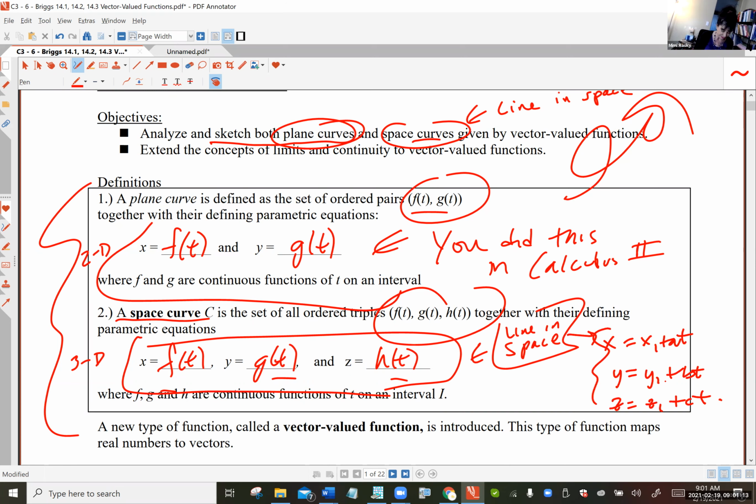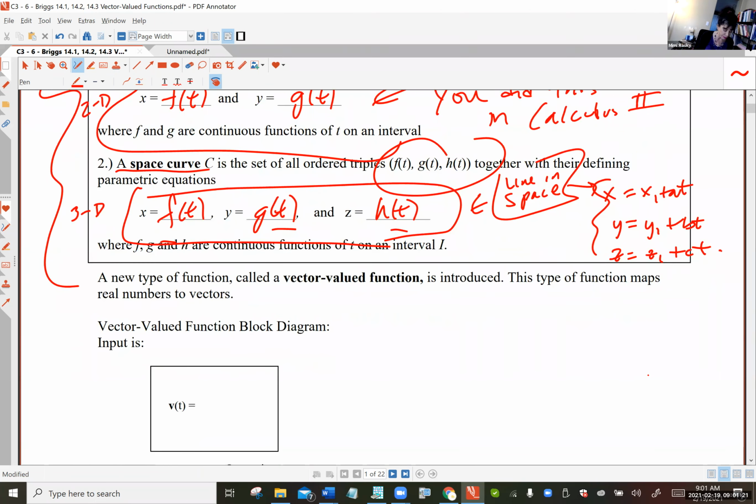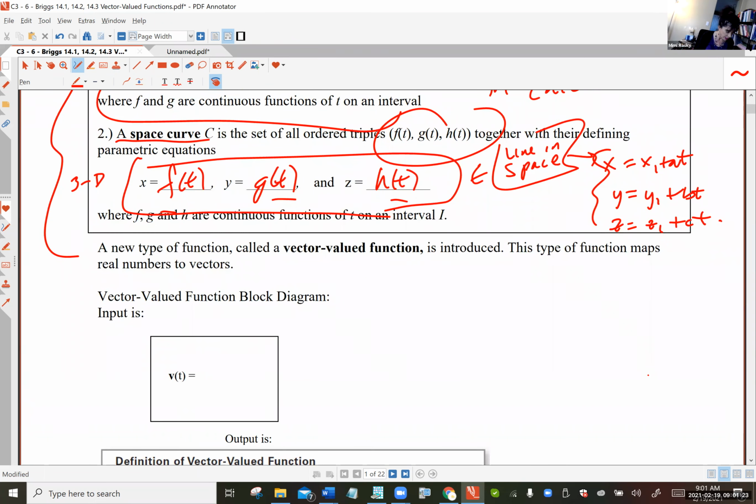Okay. So we're going to introduce a new type of function right now, a vector valued function. This type of function maps real numbers to vectors, okay? So before I do the block diagram, let's go with a quick review. Something that you're already supposed to know.